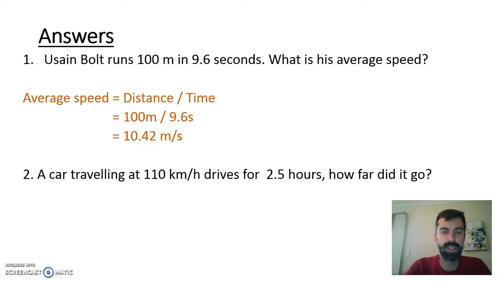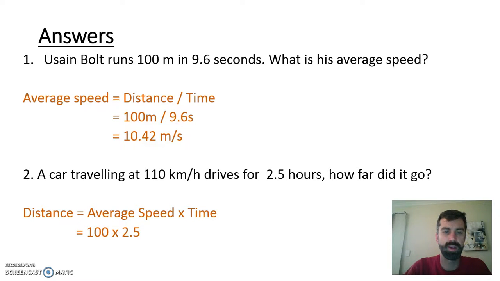Second question, a car traveling at 110 kilometers per hour drives for 2.5 hours. How far did it go? So if it's asking how far, the formula we want is for distance, and that equals average speed multiplied by time, which is, that should be 110 multiplied by 2.5, I apologize. Now I've written 250, but in actual fact it should be 275 if it was 110. Okay, little mistake there, sorry.